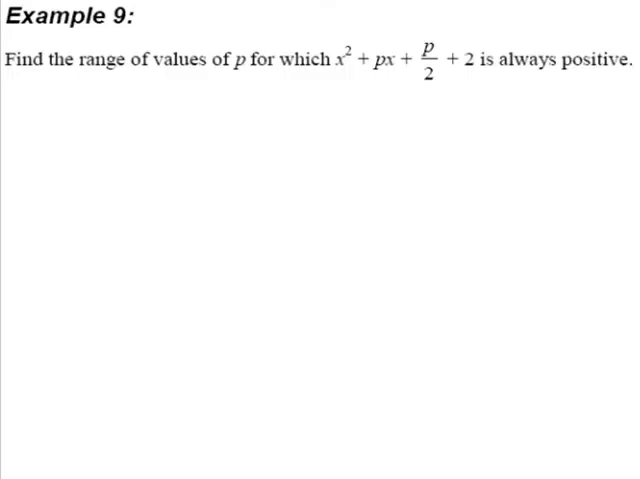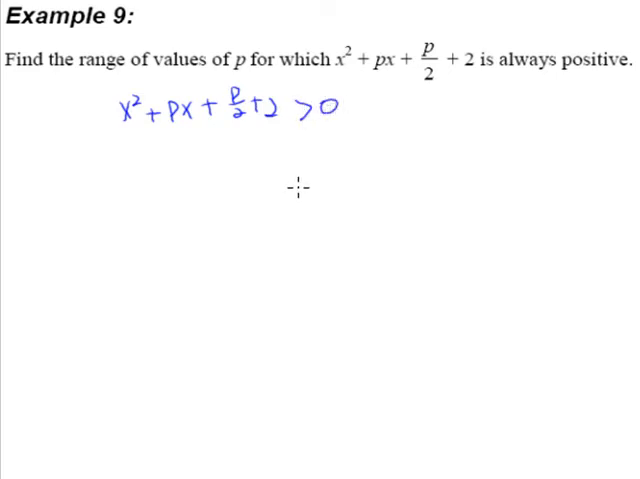Example 9 is a very common and popular question in exams, so it is very important that you fully understand what example 9 is all about. Find the range of values for p for which this quadratic expression is always positive. Now what does it mean to have this quadratic expression to be always positive? Well, very simple. It simply means that this quadratic expression p over 2 plus 2 is greater than 0.